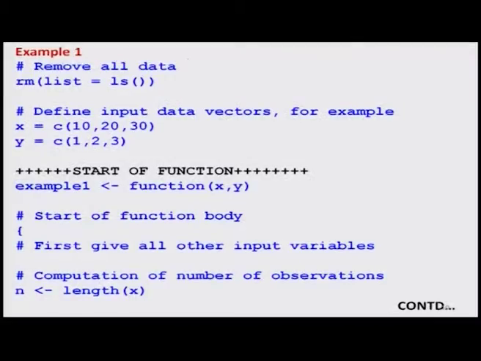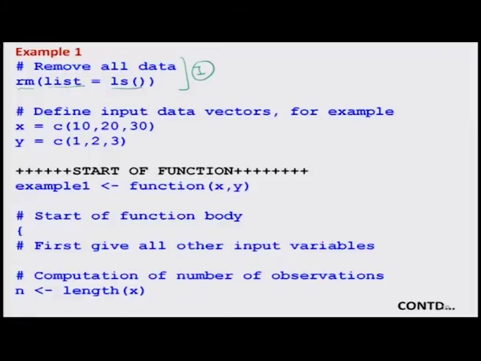The first step in writing a program is that please try to remove all the data whatever is stored earlier in the program. And in order to do so, you have learned that the command is rm, and inside the argument list is equal to ls and arguments.